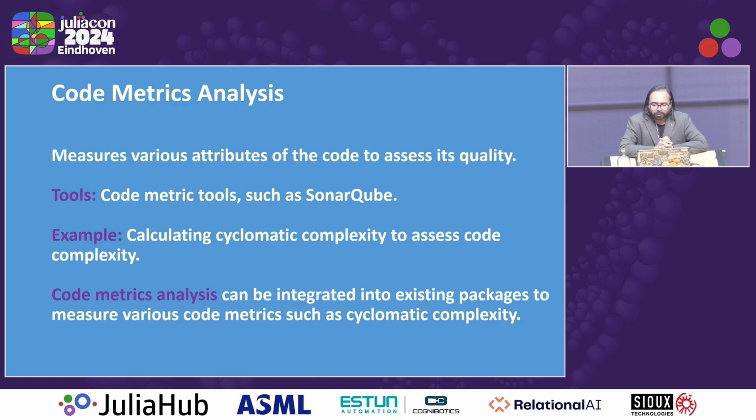Then you also need code metrics analysis. That measures various attributes of the code to assess its quality. Tools can be code metric tools such as SonarQube, which is a third-party software. An example can be calculating the cyclomatic complexity to assess code complexity. Here, code metrics analysis can be integrated into existing packages to measure various code metrics such as cyclomatic complexity.